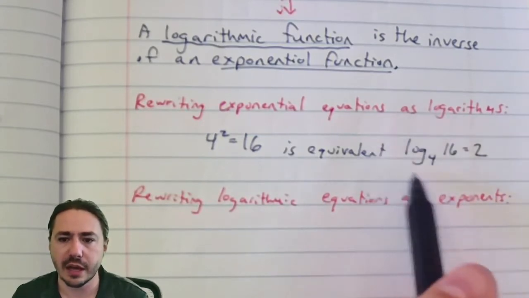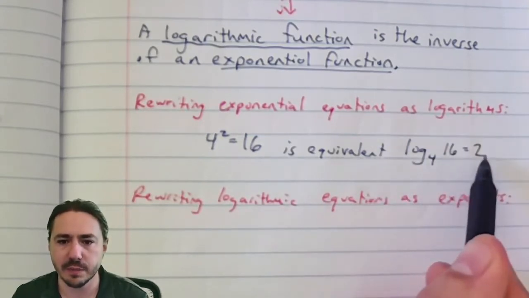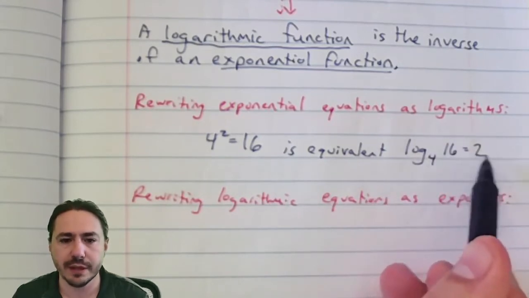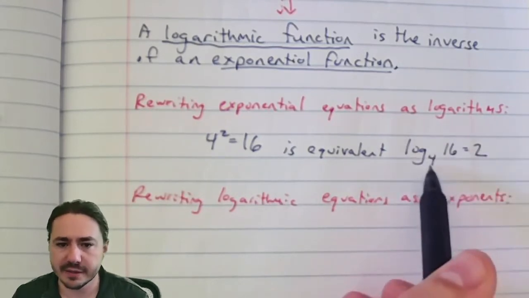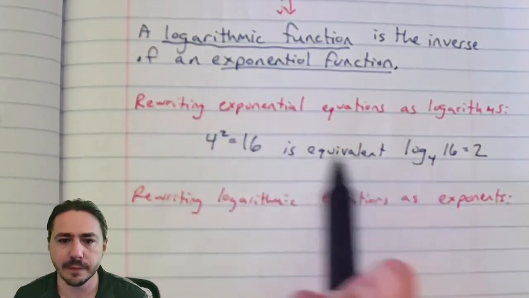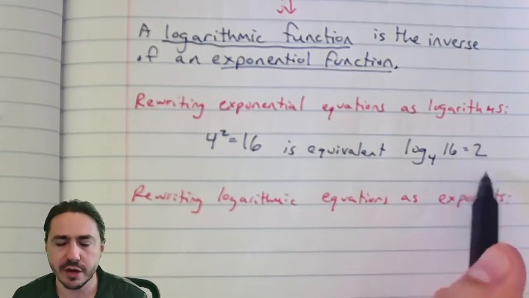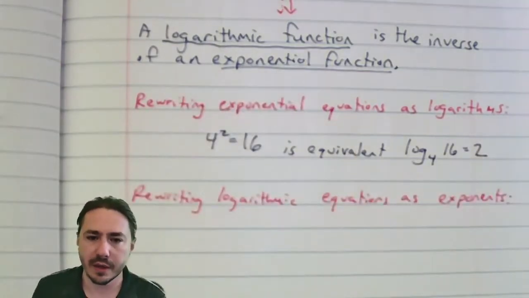Remember that the logarithm is the exponent. So what the logarithm equals should be the exponent. The base is the base in both cases here, but what the logarithm equals is the exponent. So make sure your exponent is on this side of the equation.